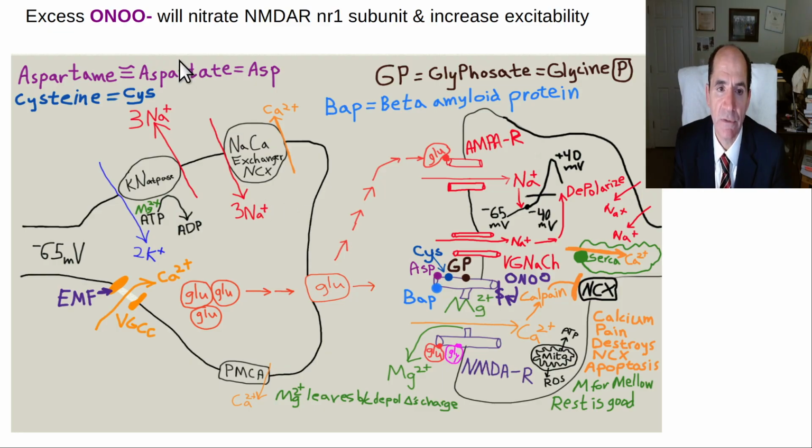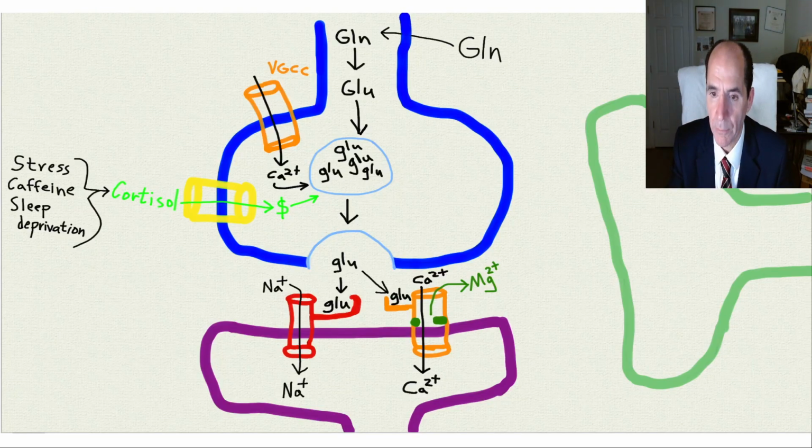Okay, like I said, excessive peroxynitrite will nitrate the NR1 subunit of the NMDA receptor and make it more excitable, meaning make it more prone to allowing calcium to come through. This is just a repeat slide. You've seen this. Presynaptic, postsynaptic neuron, and then the astrocyte over here, so a tripartite synapse.